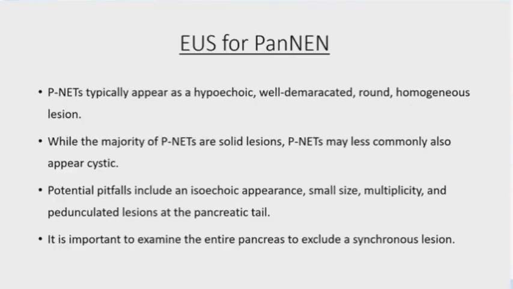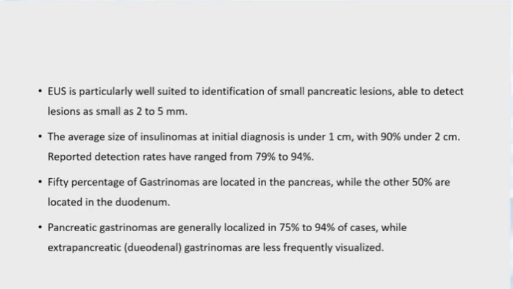On EUS for PanNENs, typically pancreatic NETs appear as hypoechoic, well-demarcated, round, homogeneous lesions, and the majority are solid lesions. Some may appear cystic. Potential pitfalls, please take care: it may be isoechoic, so you may miss it, may be very small in size, or may be multiple. It's not rare to have a lesion in the head and another lesion in the tail, which may be pedunculated, so please screen the tail of the pancreas carefully, and you have to screen for adjacent lymph nodes.